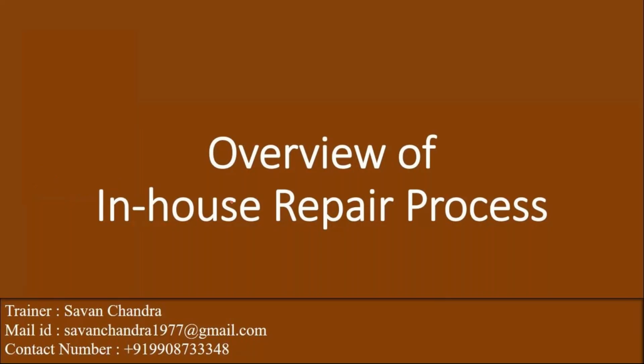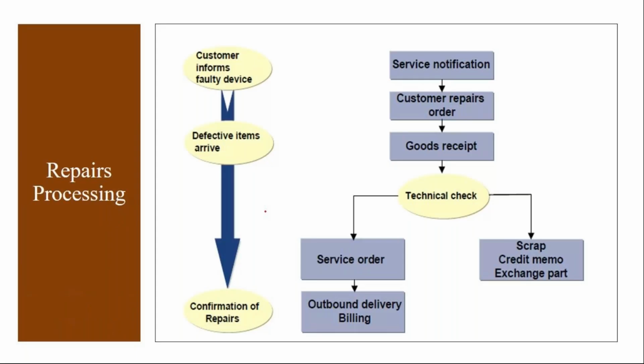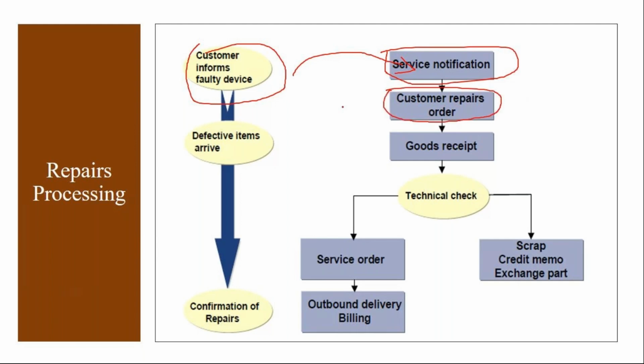Okay. So before going into the configuration settings, I will show you the overview of the in-house repair process. This we have covered already in our earlier sessions, the end-to-end process. But before going into configuration, I'll just show you the high-level overview of the process. So basically, whenever a customer informs about a faulty product, we will be creating a service notification. Okay. From the service notification, as this is an in-house repair process, to receive the material back to the plant, we will be creating a repair order.